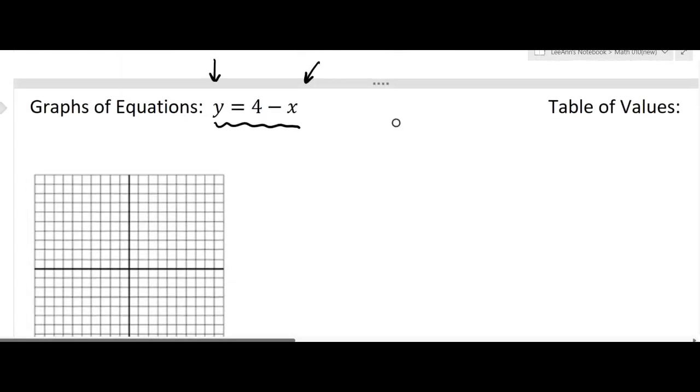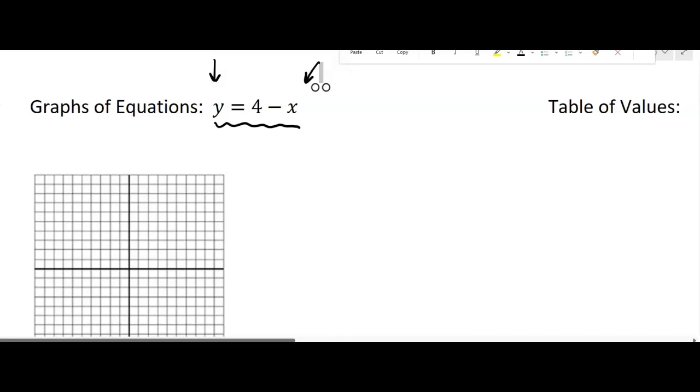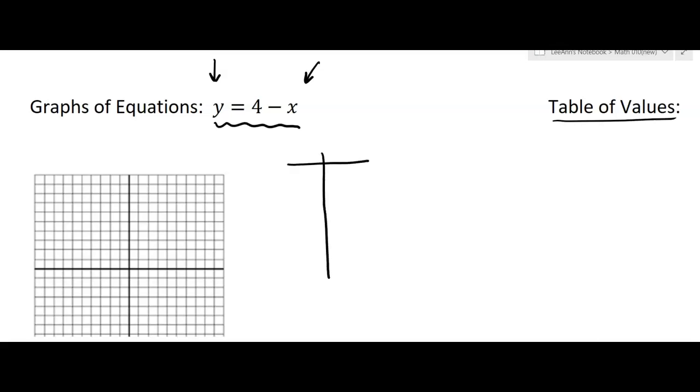Okay. So to do that, oftentimes we'll make what's called a table of values. Now, I make my table of values usually vertically. I've seen them horizontally in books, but I usually make it like a little T, and then I have x values on one side and y values on the other side. Now, if I have an equation where y is by itself, then I'm going to want to pick x values because it'll be easier to do the calculation.